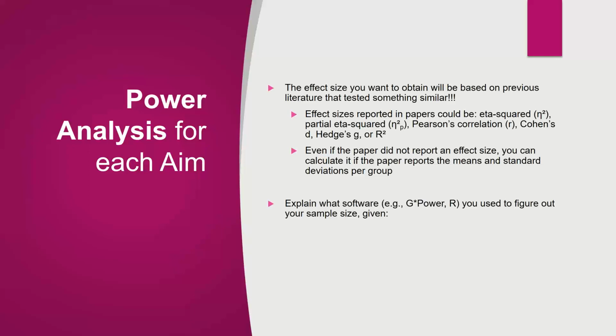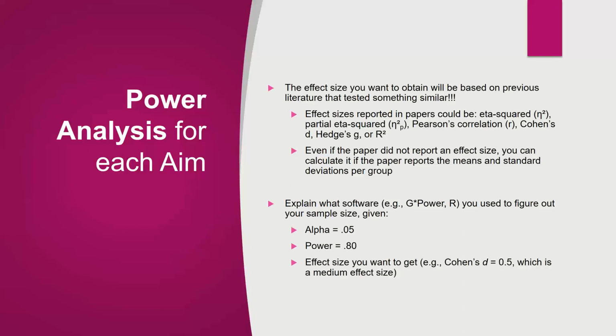Explain what software you will use. There's software called G-Power or RStudio that you can use to figure out your sample size, given alpha equals 0.05, power equals 0.80, and the effect size you want to get. So for example, Cohen's D equals 0.5, that's a medium effect size. There are plenty of online calculators you can use to get this information.